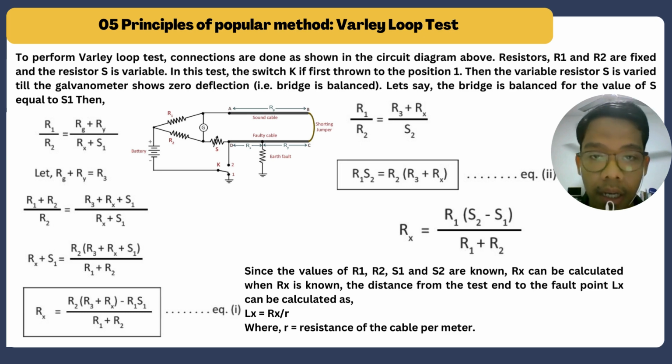Now putting the result of equation 2 into equation 1, we get Rx = R1(S2 - S1) / (R1 + R2). Since the values of R1, R2, S1 and S2 are known, Rx can be calculated. When Rx is known, the distance from the test end to the fault point Lx can be calculated as Rx over R, where R is the resistance of the cable per meter.